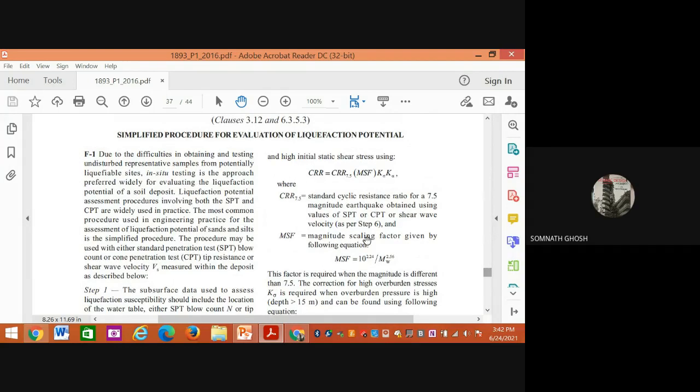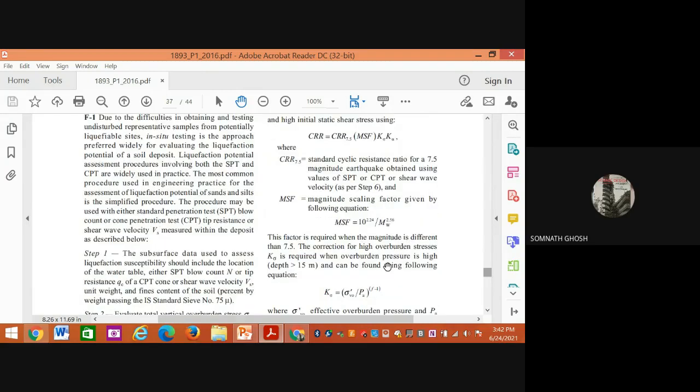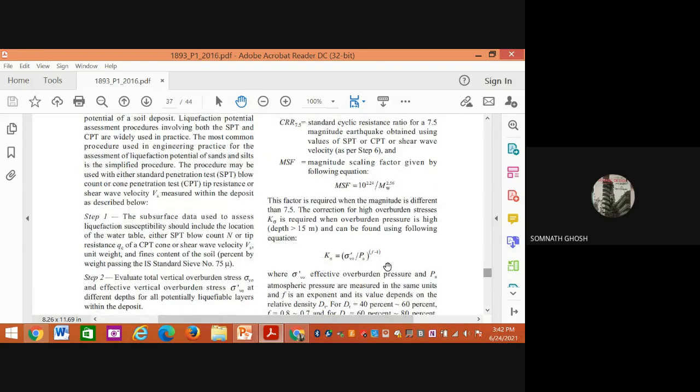This magnitude scale factor they calculated like this, and MW is nothing but that Richter value. When I show you the calculation, it will be very clear. But basically, I tell you, you have to do this mechanically, because these equations were developed after a lot of research, so no point discussing this here.